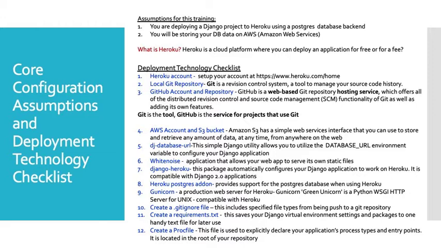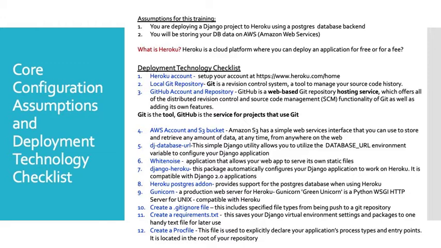Then we have a utility called DJ-database-URL. This is a Django utility that allows you to utilize the database_URL environment variable to configure your Django application. This is very useful for a production deployment. WhiteNoise is an application that allows you to serve up your own static files like images and CSS files, that type of thing.